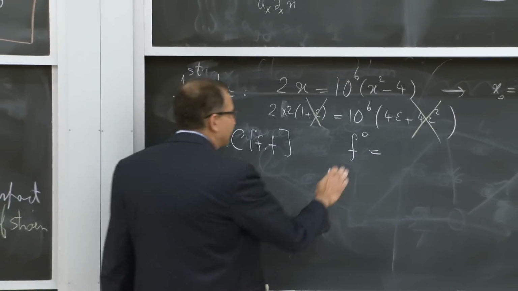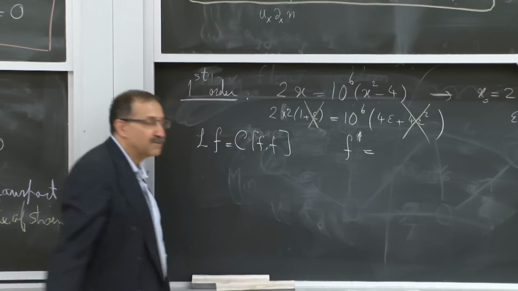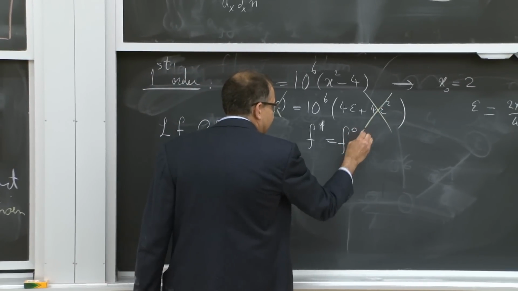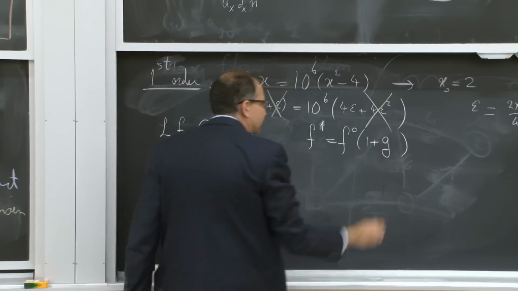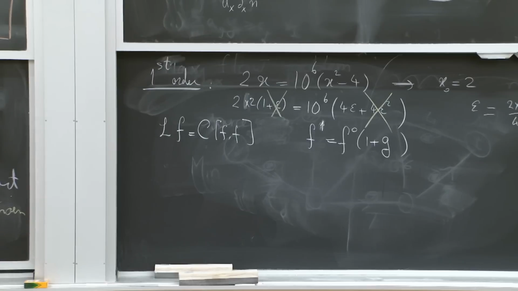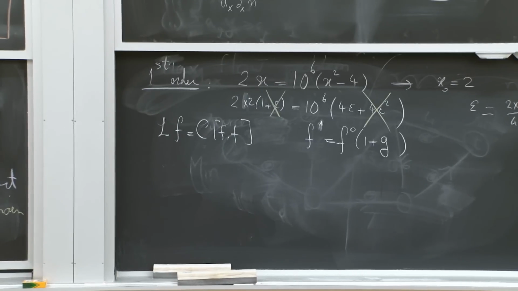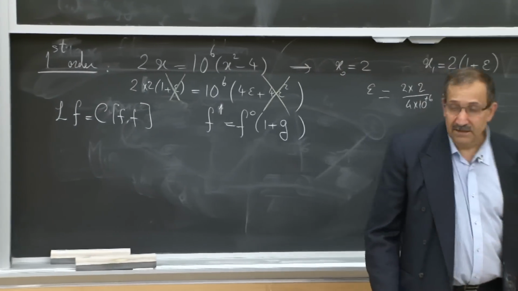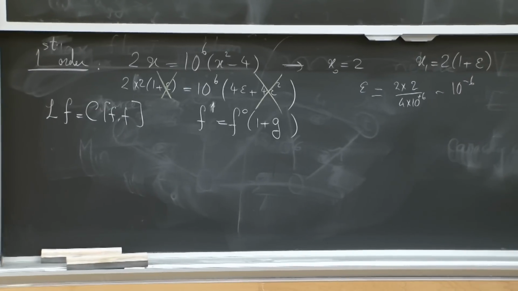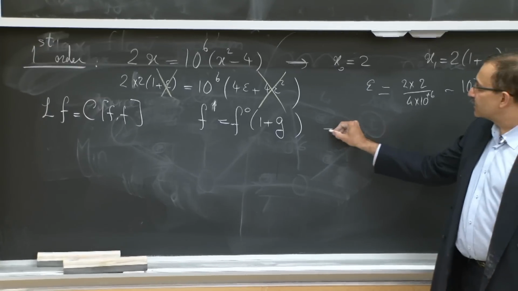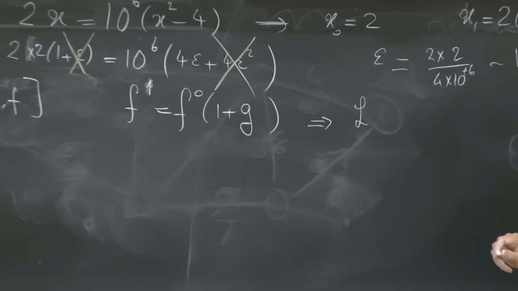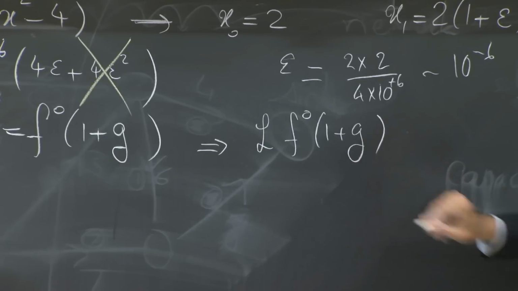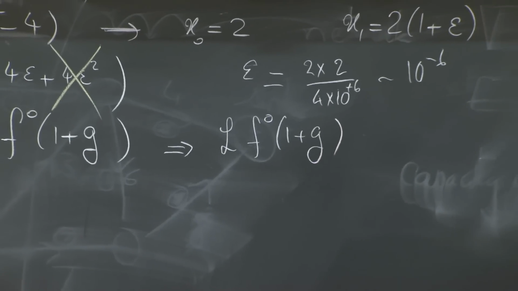Now I want to have a better solution that I will call F1. Just like I did over there, I will assume that F0 is added to a small function that I will call g. And then I substitute this into the equation. So when I substitute, I will get L acting on F0 times (1 plus g).